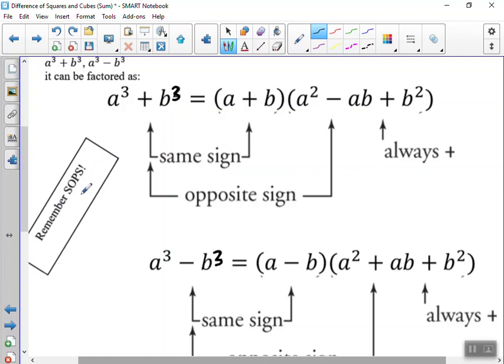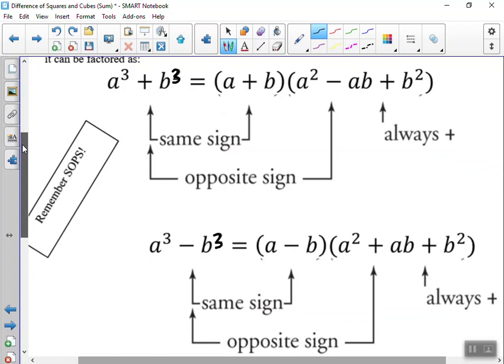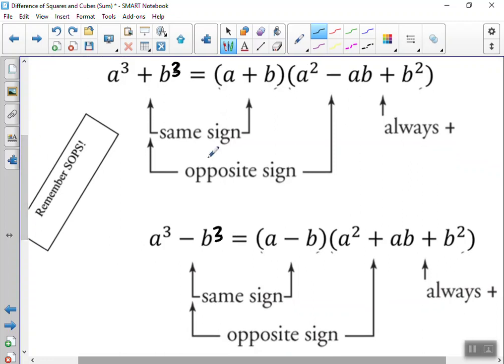So, I have this little thing here that can help you remember. It says SOPs, which means the same sign. So you're going to start by writing 2 parentheses and put A plus B, the same sign. And then let's look at how the subtraction one has the same sign. It's A minus B, okay? And then you go to the next part, and you write A squared. So you take whatever A is here and you square it, minus A times B plus B squared, okay?